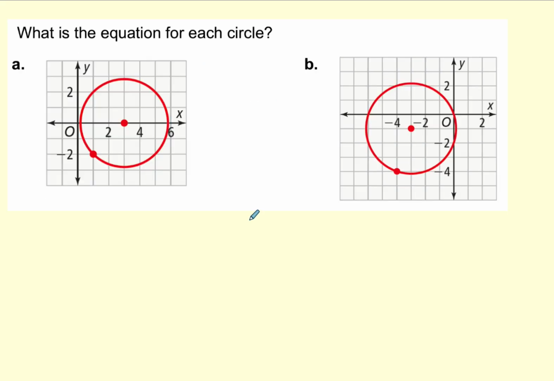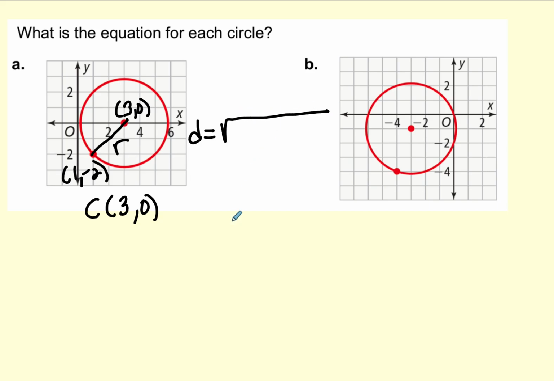All right, what is the equation for each circle? Again, we're going to find the center. The center looks like it's (3, 0). And we have this point right here. We're going to have to find the distance here. That's going to be our r. So this is the point (3, 0), and this is the point (1, -2). So I'm going to have to use the distance formula to figure out my radius.